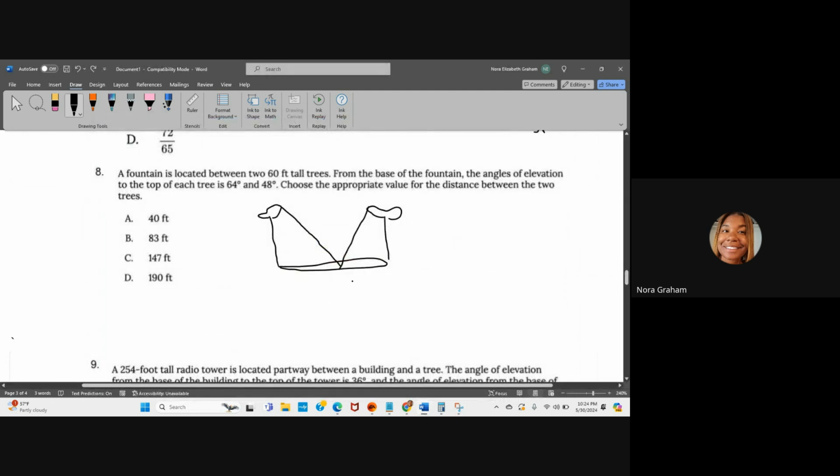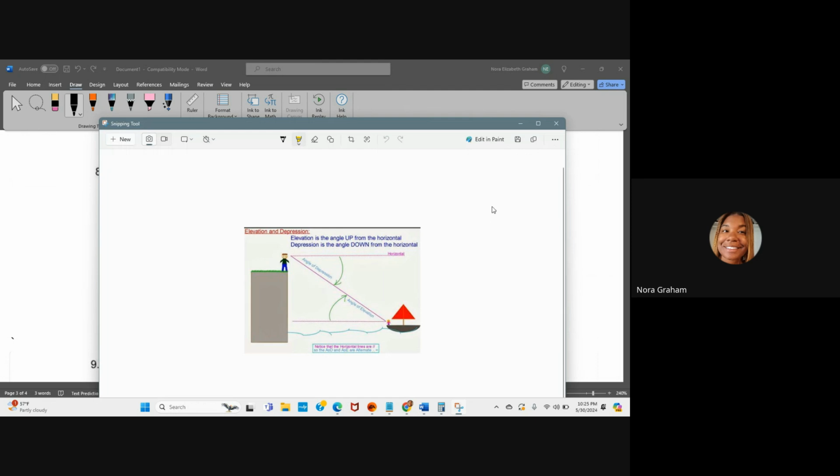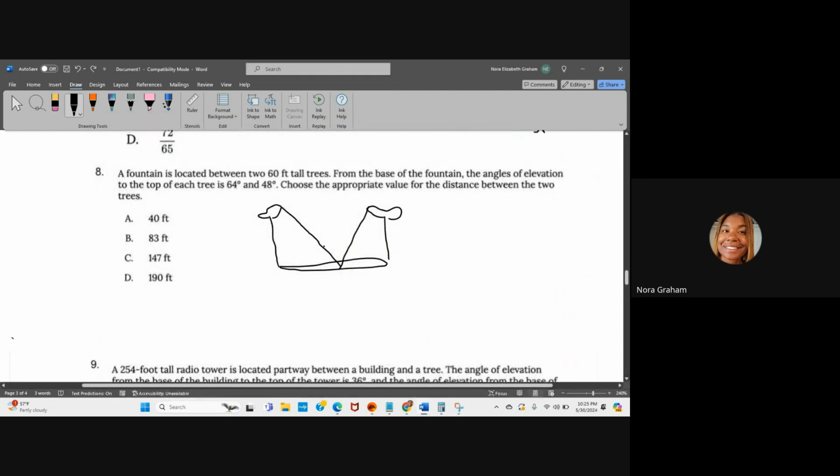So our angle of elevation right here is the one looking up, between the ground and looking up. It's going to be right here and right here. Now they say it's 64 and 48. That's fine, it doesn't matter which one, they didn't tell us which. So I'm just going to annotate it like that, 64 degrees and 48 degrees. And they also did give us the height of each tree, which is 60 feet tall. So that's 60, and this is 60.